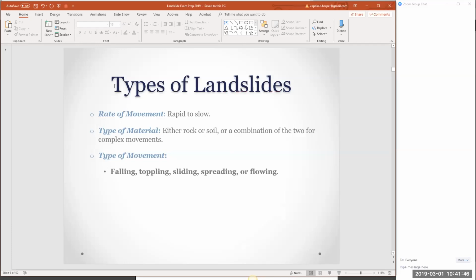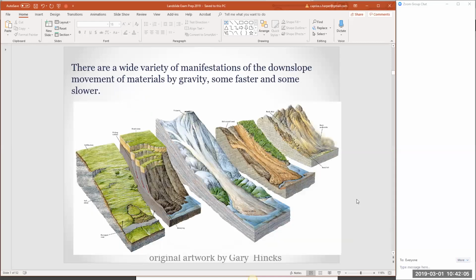There's several types of landslides, as you read in your reading assignment. And what type they are depends on how fast they move, what kind of material is moving, and the type of movement that we see. Do they fall, topple, slide, spread, flow? And I'm going to tell you the ones that are on the exam.